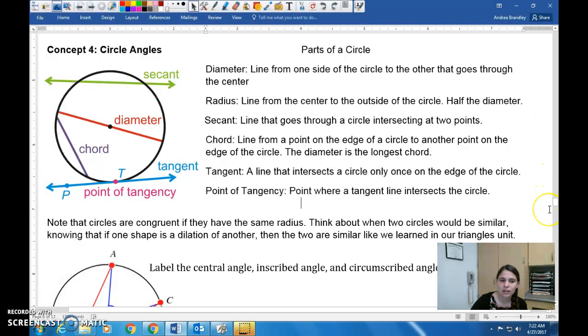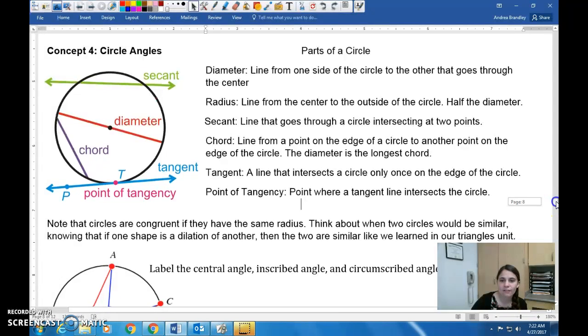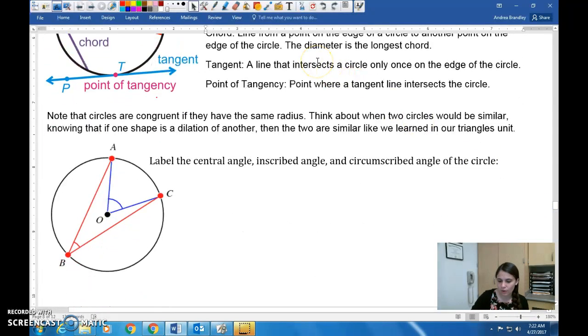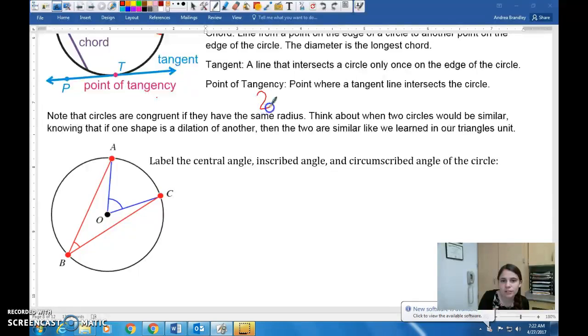Note that circles are congruent if they have the same radius. If you think about it, the formulas for the area and circumference of a circle are: circumference is 2 pi r, and area is pi r squared. So the pi and the squared is going to be the same, and the 2 pi is going to be the same. The only thing that can vary in the circle is the radius. So if the radius is the same on two circles, then the circumference is going to be the same, and the area is going to be the same. Thus, the circles are going to be the same.